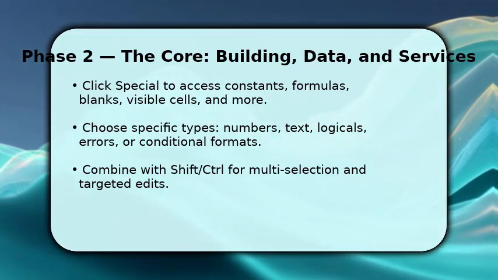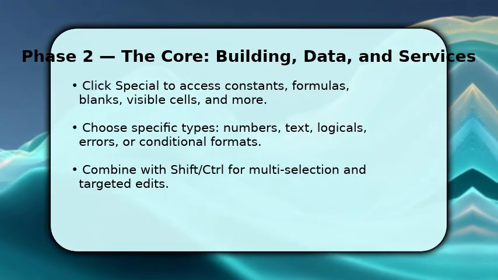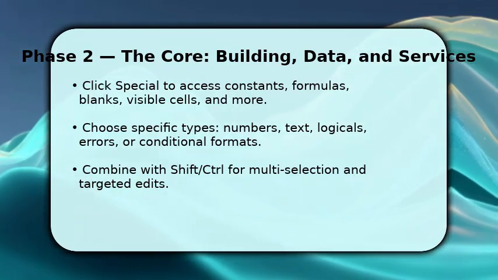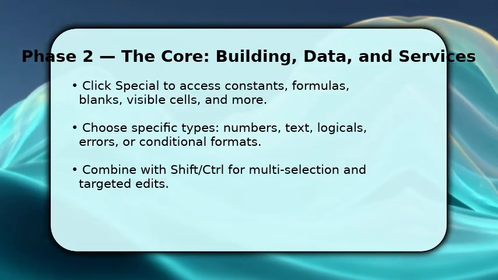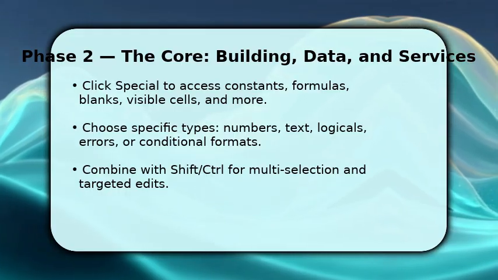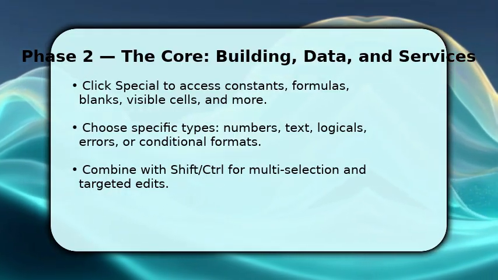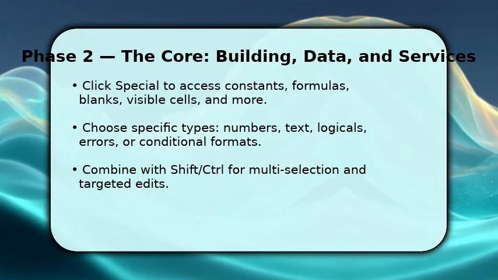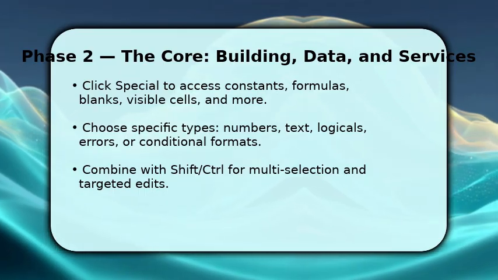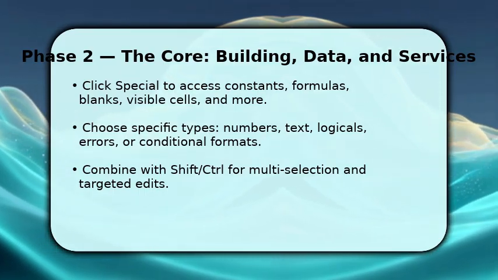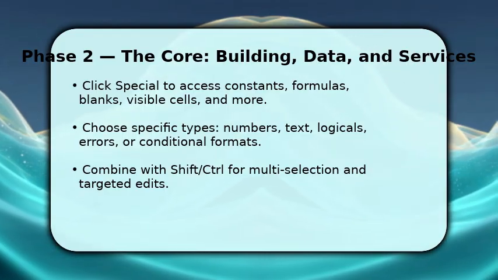Once the Go to dialog is open, click Special to reveal advanced options that let you target exactly what you need. Choose constants to select hard-coded values or formulas to grab calculated cells, pick blanks to fill gaps, and visible cells only when working with filtered lists. Use the checkboxes to limit by numbers, text, errors, or conditional formats. This precision saves time. After selecting, press OK and then act: paste, format, or delete the selected cells as required.